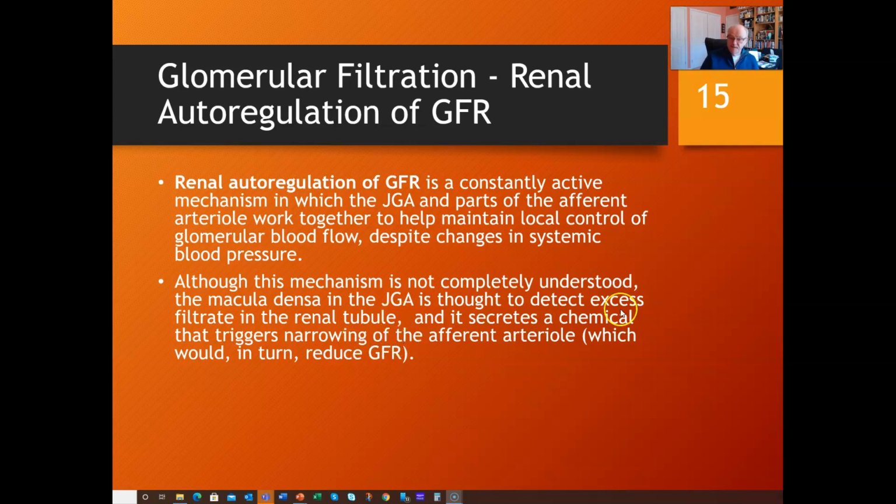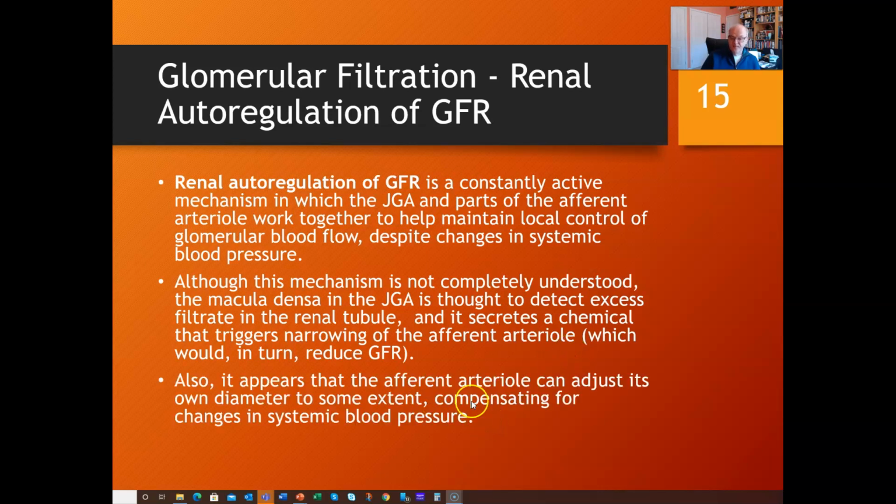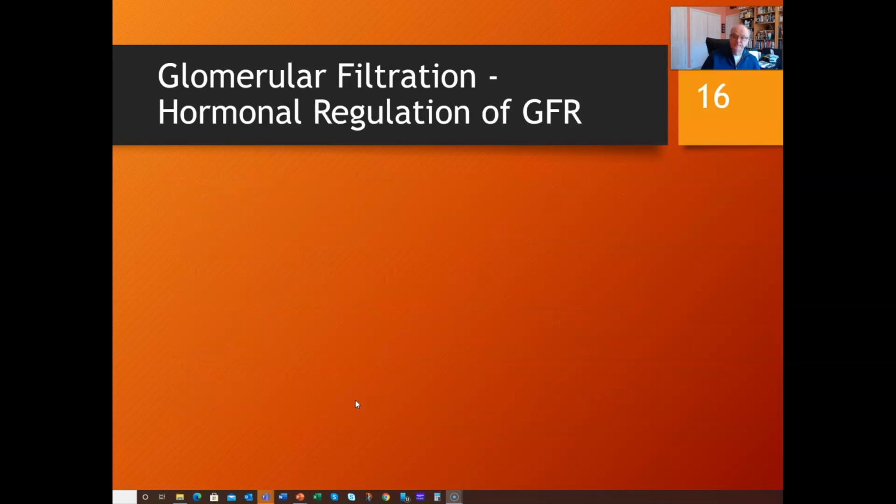So that would make sense. If you monitor how much filtrate you're making and you're making too much, then you can have a feedback mechanism that will slow down the amount that you're making. And the afferent arteriole can adjust its own diameter, compensating for changes in blood pressure as well.